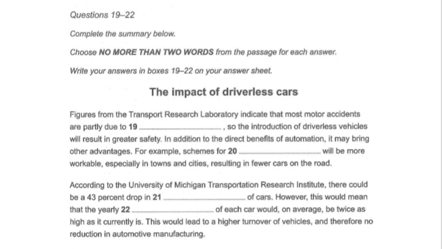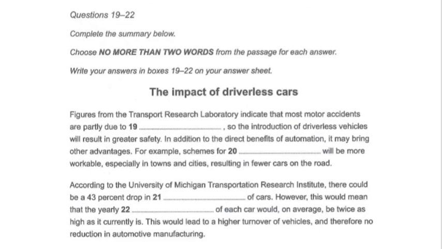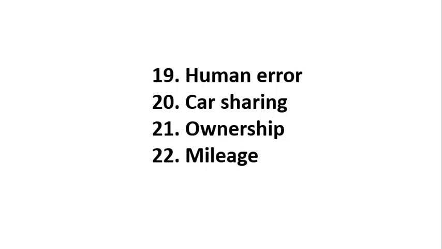Ownership of cars. However, this would mean that the yearly mileage of the car would be twice. So something would be twice. Let's see that. What will be double? Mileage would double. Double is nothing but twice. Like this, based on the synonyms, you need to get the answer. So what is the answer for the last question, guys? It is mileage. So the first answer is human error, the 19th one. The next one is car sharing. The next one is ownership. And the last one is mileage. So here is the answer key.